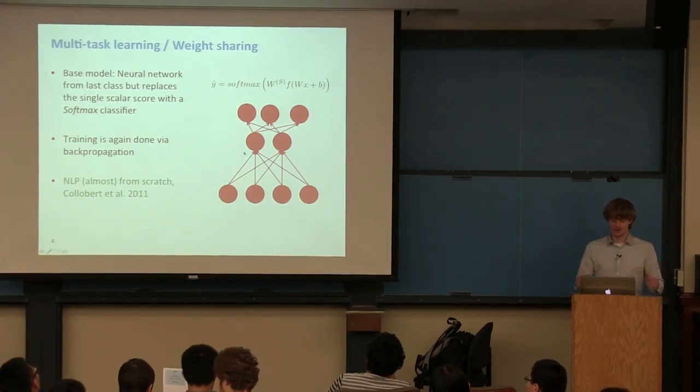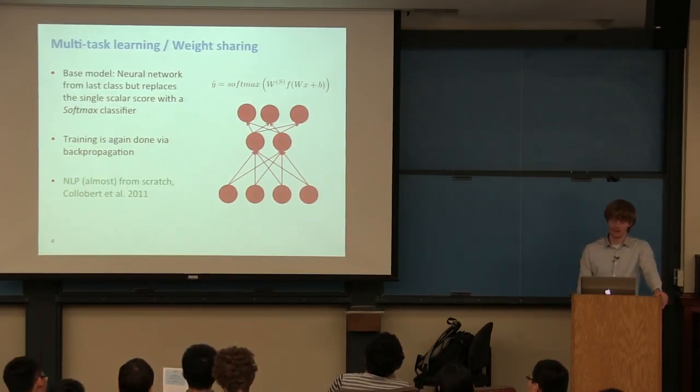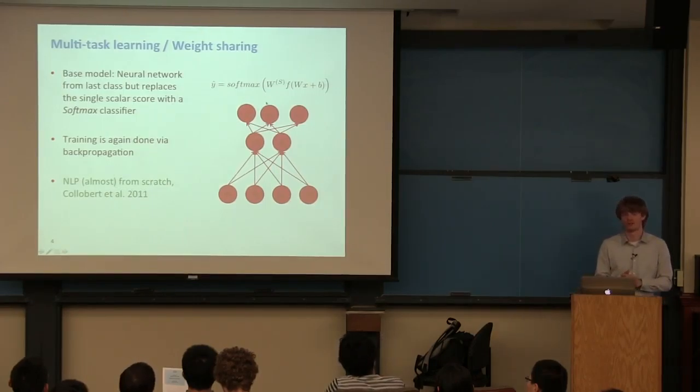Training is, again, just done via backpropagation, which we now hopefully are all familiar with, and is just taking derivatives with respect to our loss function. This model here actually has been shown to be quite successful on a couple of different NLP tasks, and we'll go over some performance metrics at the end of this subsection.